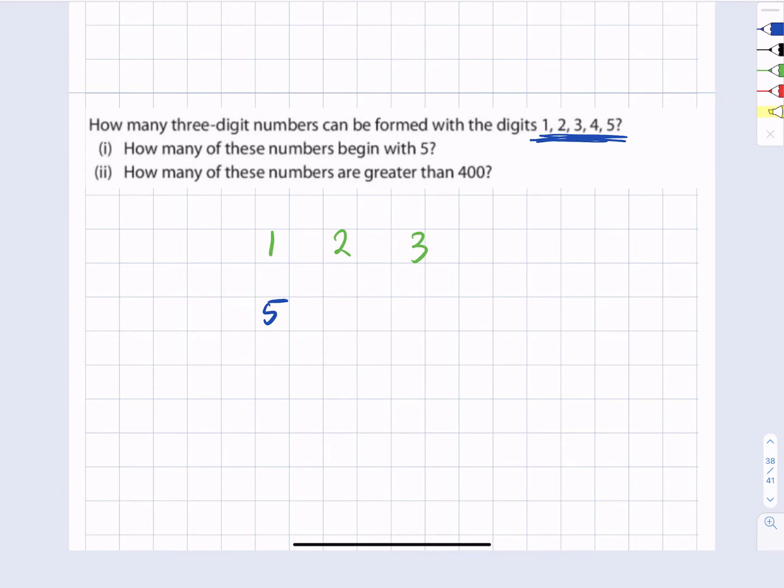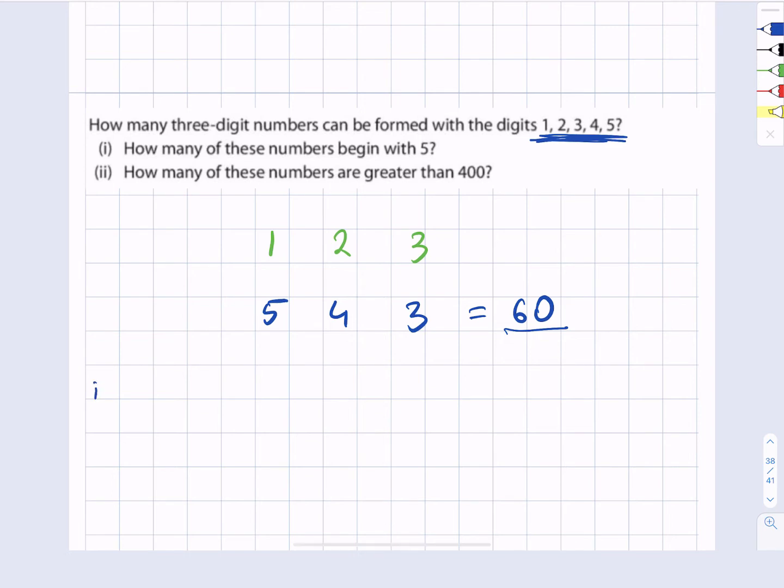For the second position, how many numbers in the bag? There will be 4 tiles because I took 1 out. And for the third one, there will be only 3. So 5 times 4 times 3 is 60. So this is how many 3-digit numbers can be formed with those 5 digits. 60 3-digit numbers, okay?